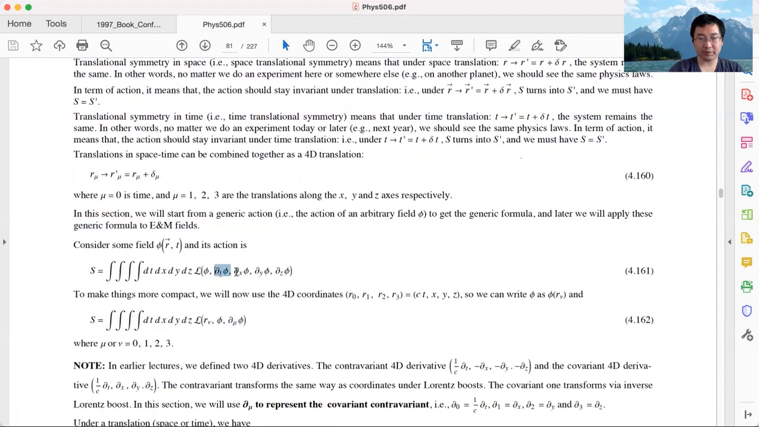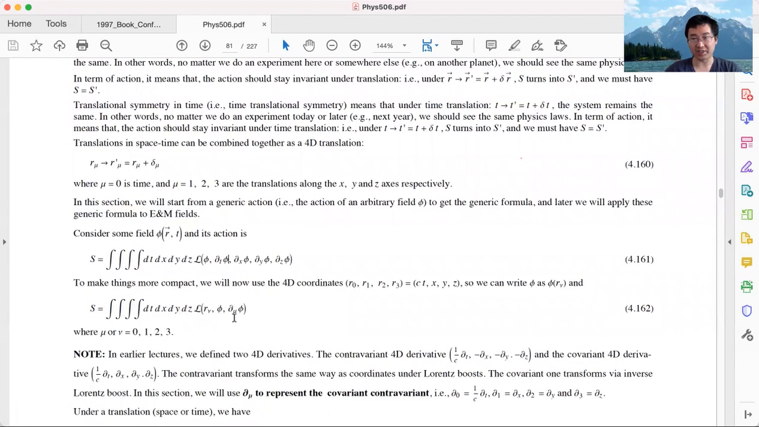Okay, so derivative of field in a 4D space, it includes time derivative and XYZ derivative, 4 derivatives together. Let me write these 4 derivatives together as partial mu phi. I will use partial mu to represent all these 4 derivatives, mu equals 0, 1, 2, 3. And the coordinate is also a 4D coordinate. The 0 coordinate is time, and XYZ are the 1, 2, 3 coordinates. So I will use r nu to represent time and the spatial coordinate of this Lagrangian density.